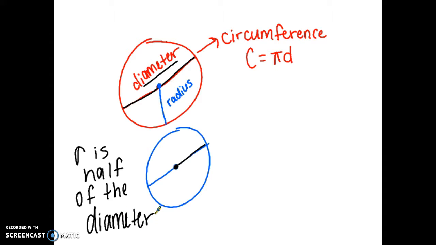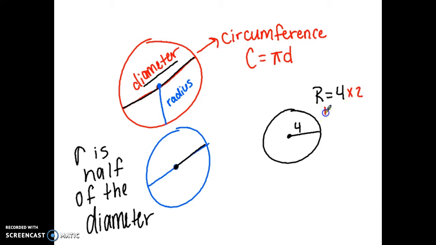That means if you're given a circle and you're told to find the circumference of a circle with a radius of 4, you would have to find the diameter first. So to find the diameter, when you're given the radius, you multiply that by 2 to get your diameter. So if the radius is 10, then the diameter is 20.